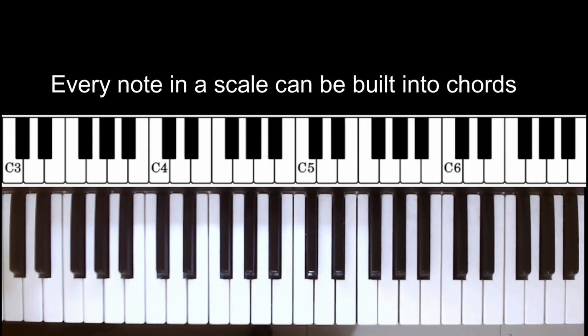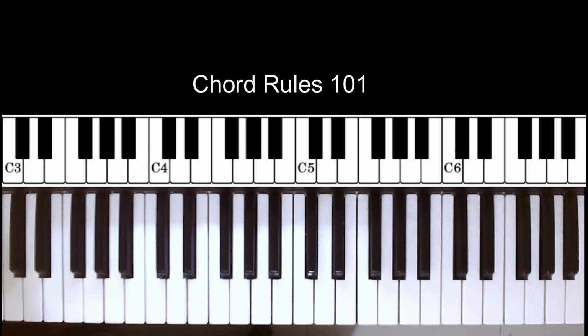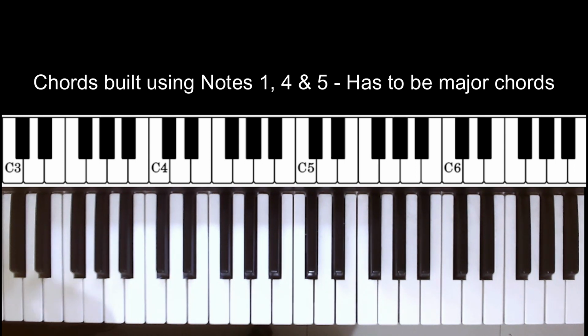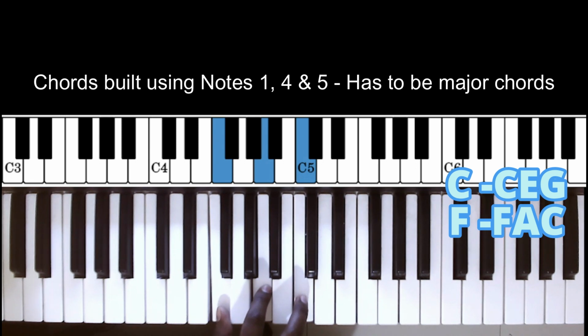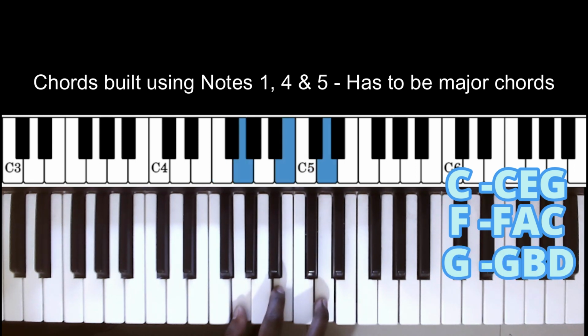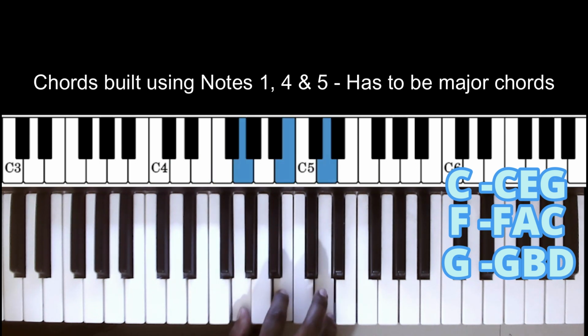You have the choice of converting them into a major chord or a minor chord, but there are a few rules that apply here. The chord made out of the first note, 4th note, and 5th note has to be a major, which means in the C scale, C is a major, F is a major, G is a major. So C chord, F chord, G chord.